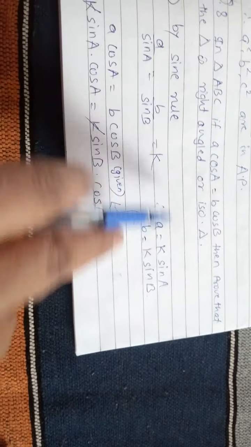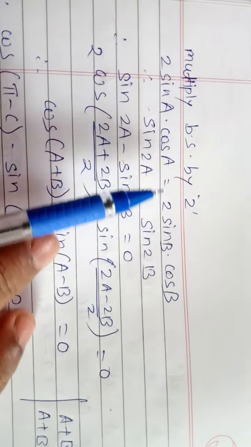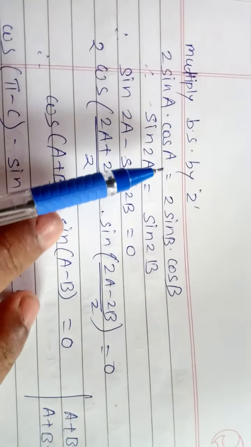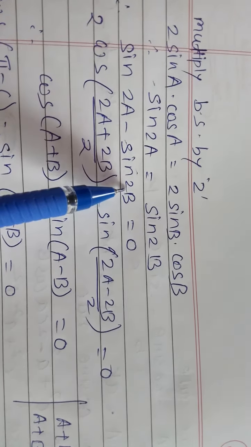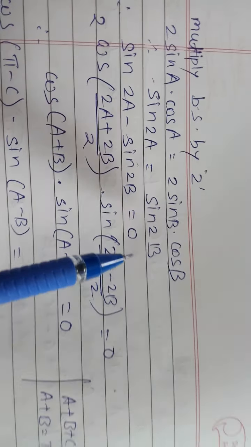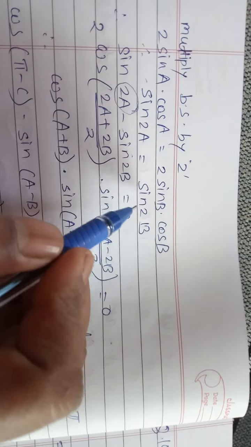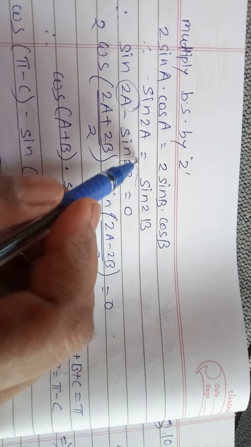Now see the next one. So we're going to multiply both sides by 2. So the previous step is sin a into cos a, sin b into cos b. So we're going to multiply both by 2. Now we say that this is the formula of sin 2a and this one is sin 2b. So sin 2a, and we move this term to this side. So sin 2a minus sin 2b is equals to 0. And now we consider this 2a as sin c, and this one is sin d.